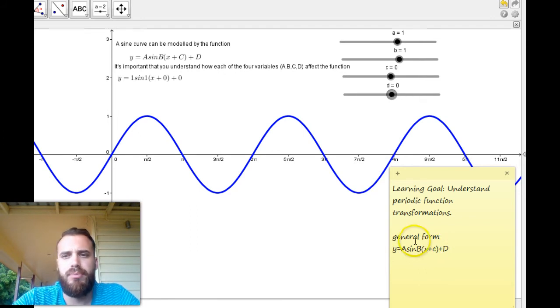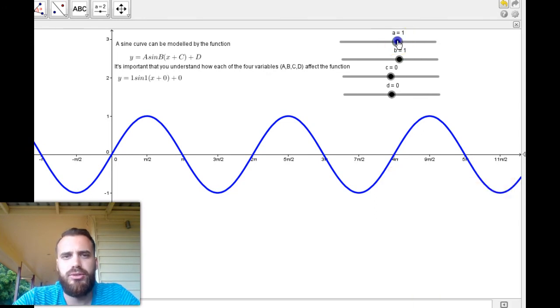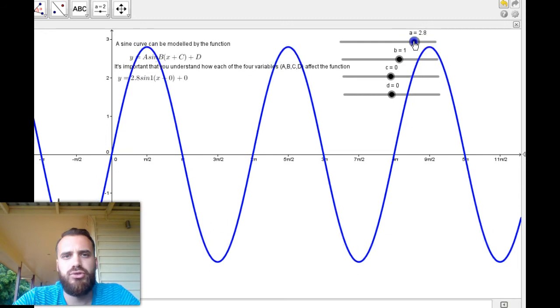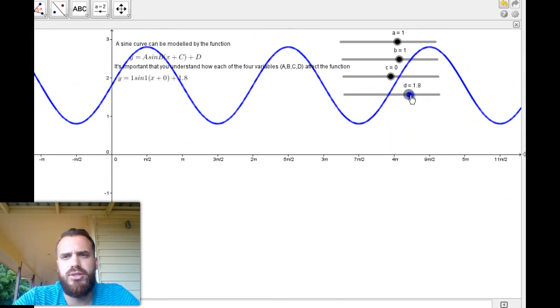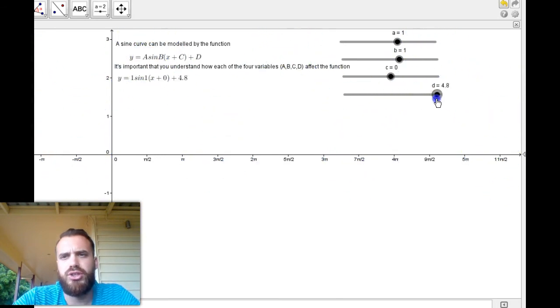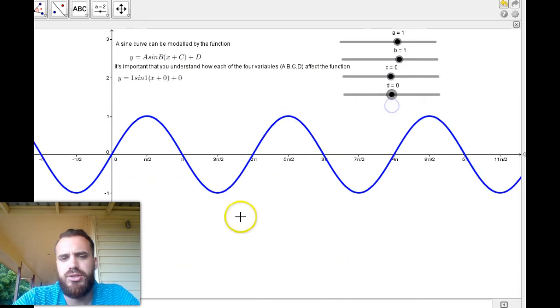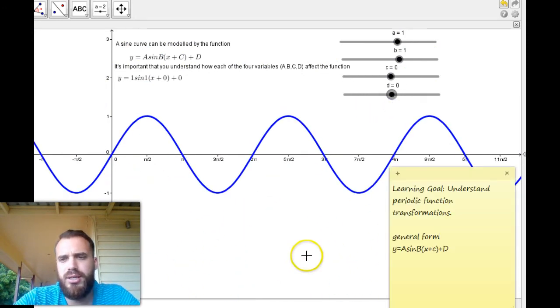You should also remember from the last video that our a value controls the amplitude. If we watch our a value move up, it controls the amplitude. Our d value controls its vertical shift. It'll move our function up, it'll move our function down. So what we're more interested in here is our c value and our b value.